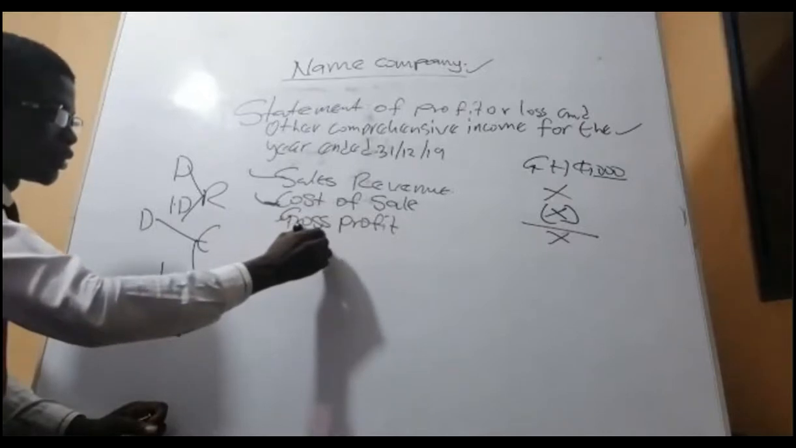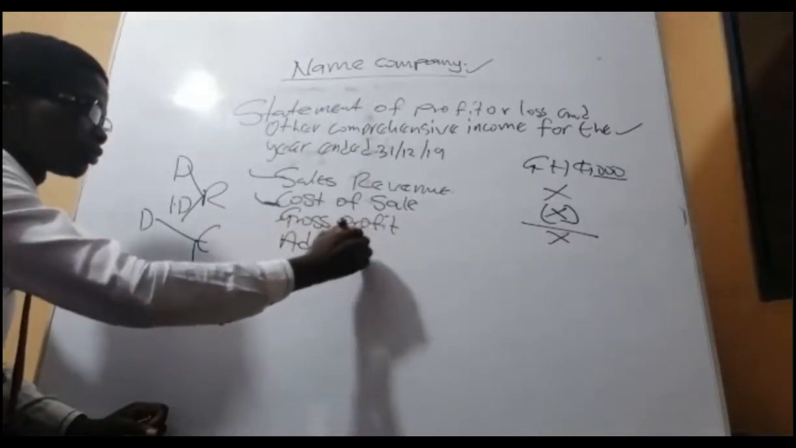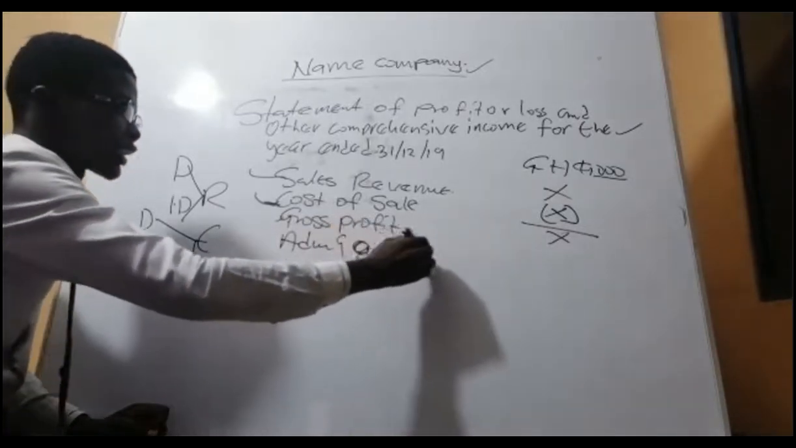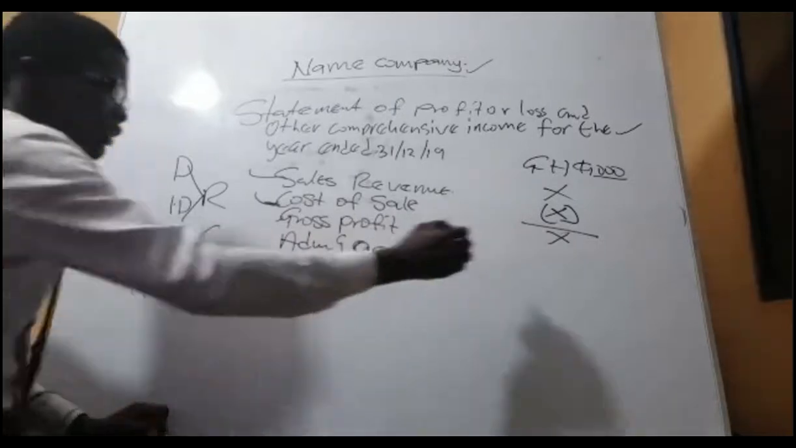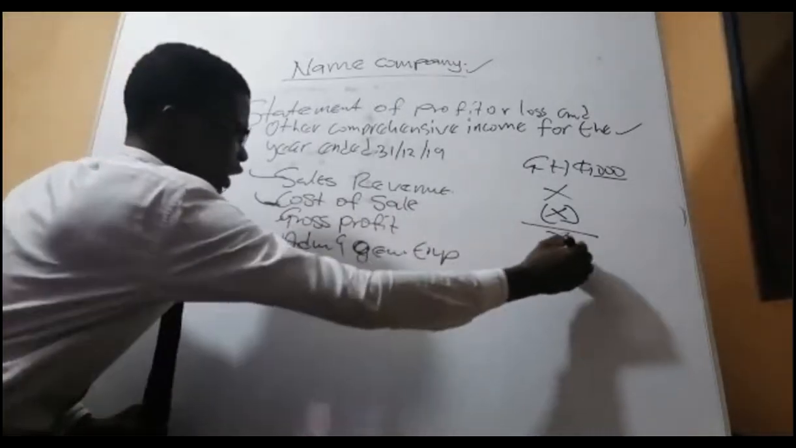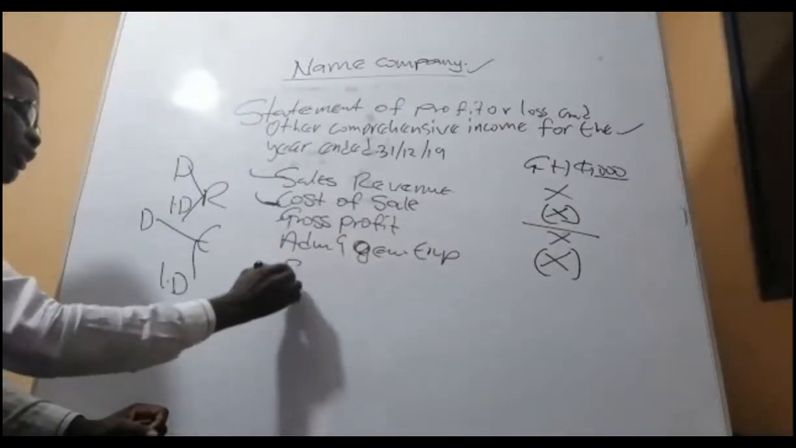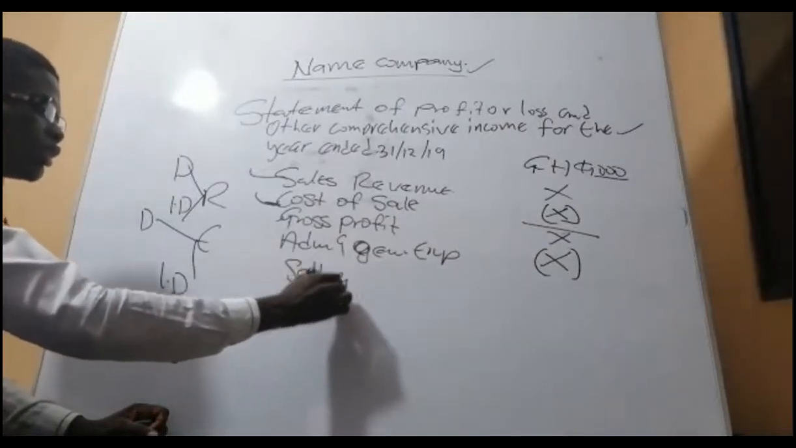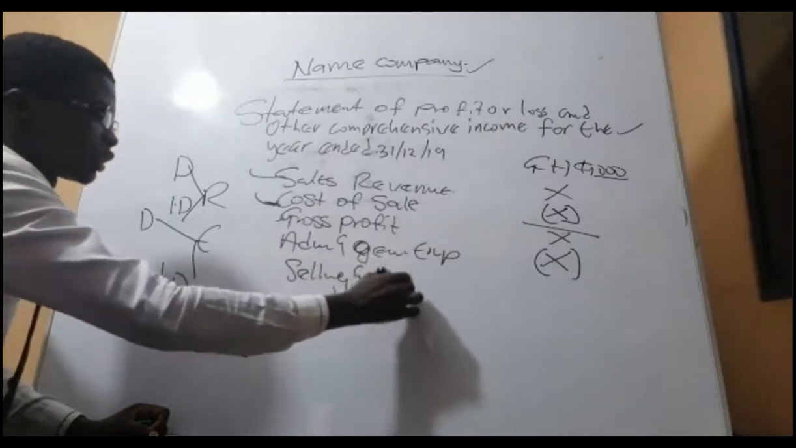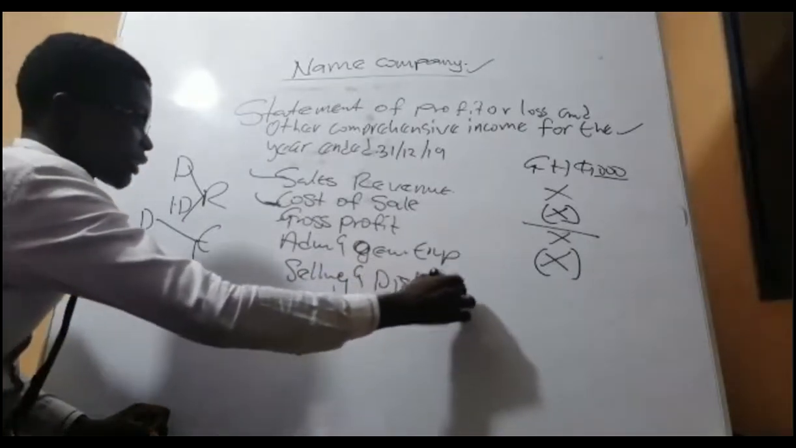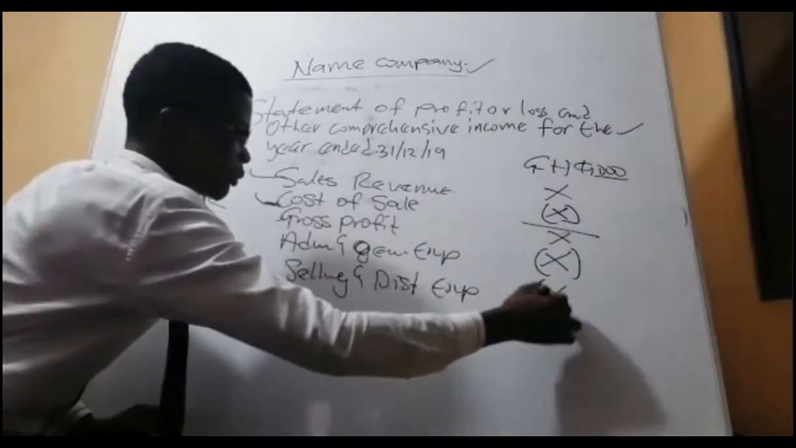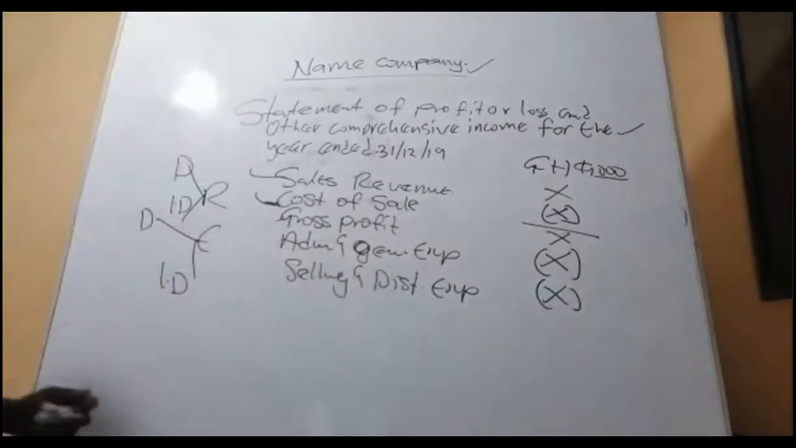Admin and general expenses. Then you write it here, so much, and put it in brackets. Then you come to selling and distribution expenses. That one is the same thing. You put it in brackets like this.